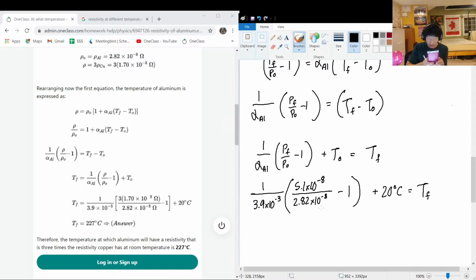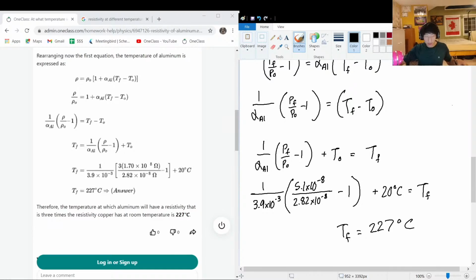Okay, subtract 1 from that. Take that number, divide by 3.9 times 1,000, plus 20. And I came to precisely the same answer once I put this all in my calculator: 227 degrees Celsius, which is exactly what the junior tutor got.